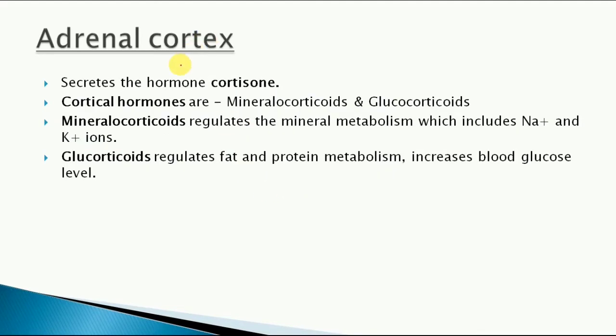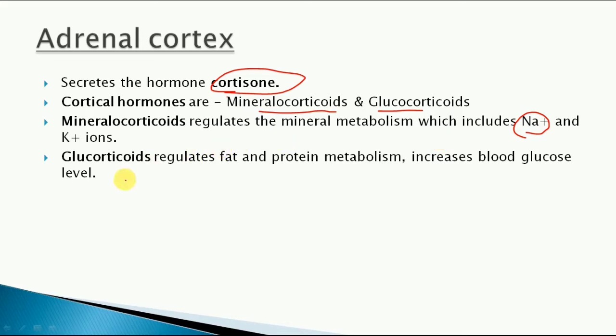Next is the adrenal cortex. The adrenal cortex is the outer part of the adrenal gland. It secretes a hormone called cortisol. This hormone is divided into two parts: the first is mineralocorticoid and the second is glucocorticoid. Mineralocorticoid is a hormone which regulates mineral metabolism. We know that in our body there are many minerals, including sodium and potassium ions. So it maintains the metabolism of sodium and potassium ions through the sodium potassium pump.